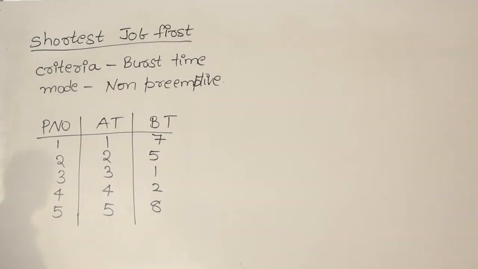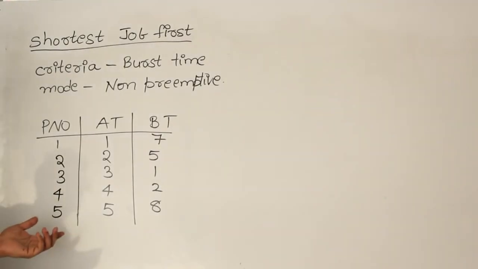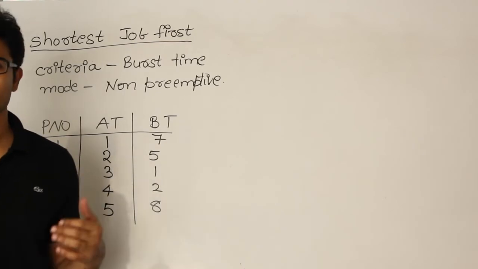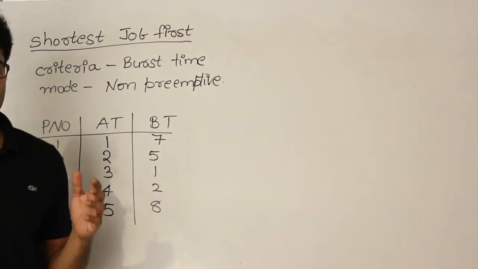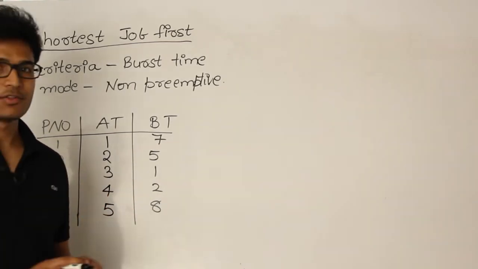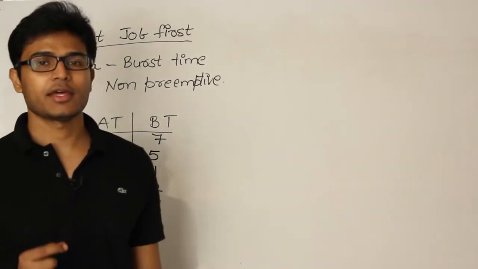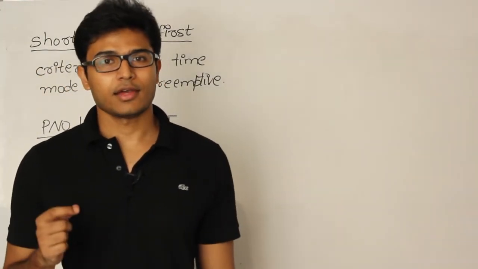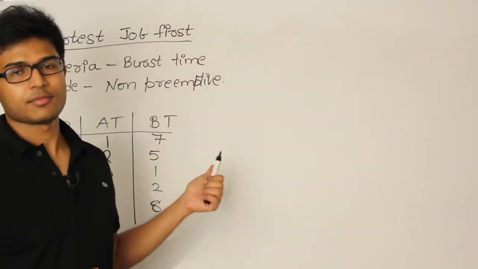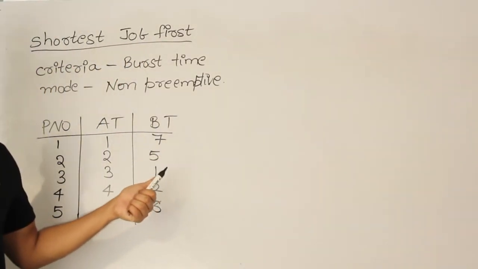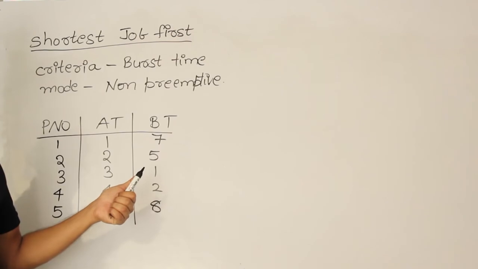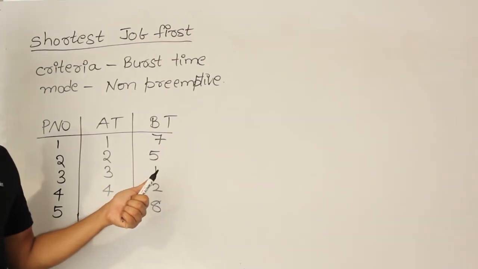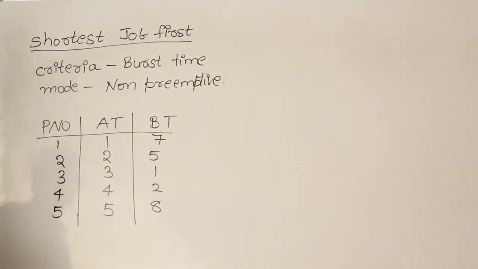Now let's see shortest job first. The name itself says that whichever process has the least burst time, we are going to schedule it first. That is why it is shortest job first, and it has two variations: one is preemptive and the other is non-preemptive. Here I am using non-preemptive, which means whenever any job is chosen, it will not stop until it finishes. That is why it is called non-preemptive.